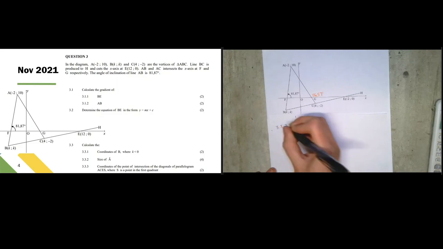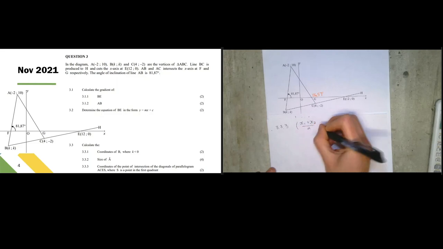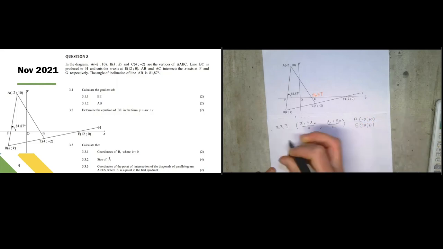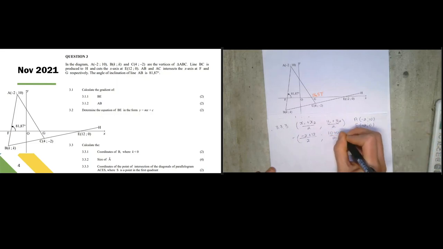So I need my midpoint formula: x1 plus x2 over 2, y1 plus y2 over 2. And I'm using coordinate A, which is (-2, 10), and coordinate E, which is (12, 0). So let's substitute in. (-2 plus 12) divided by 2, and (10 plus 0) divided by 2. And it works out that the midpoint is (5, 5). Marks allocated on this question, once again, 2 marks, a mark for each of the coordinates, 5 and 5.